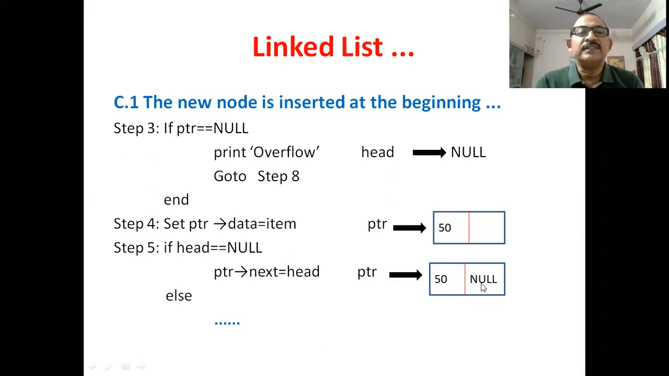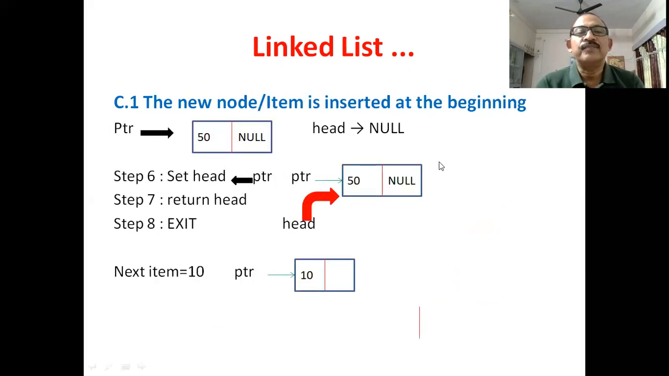What will be our next step? Here you can see, set head is equal to PTR. Now head also points to the first node. PTR points to the node and head also points to the node. Next, return head. We return the head pointer to the calling place. Next step, exit. This means we have inserted the first node in a linked list.